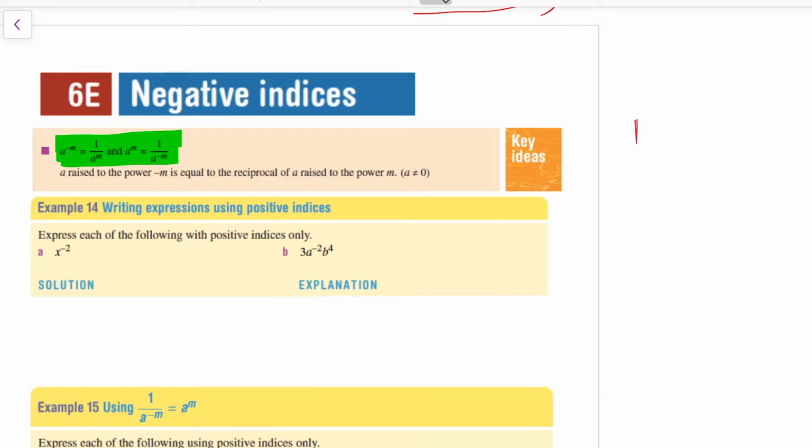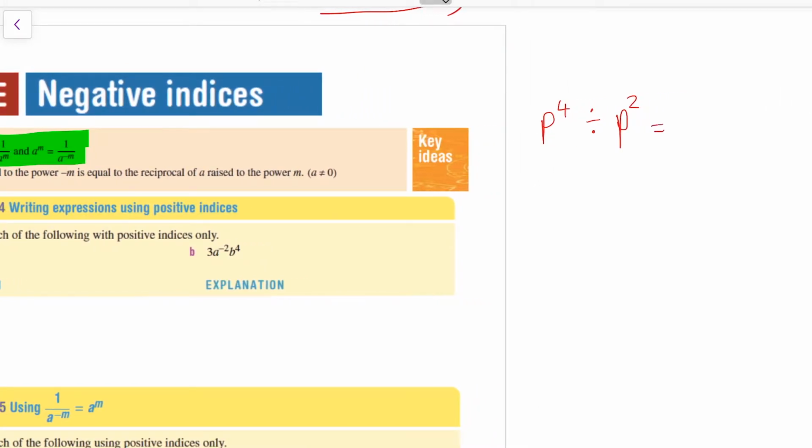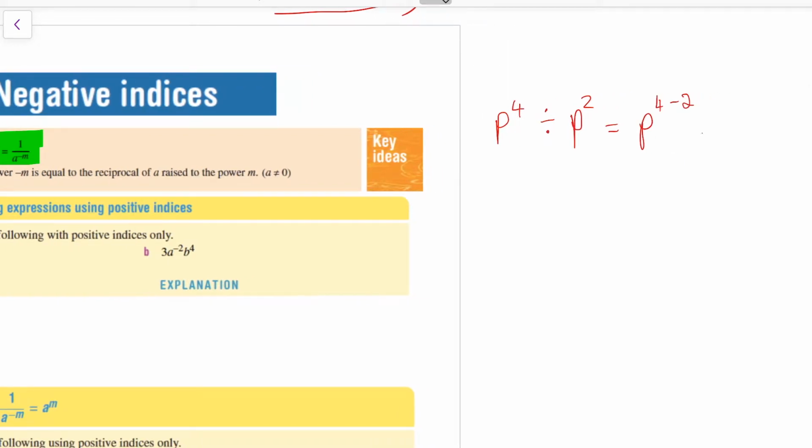So for example, you may have P4 divided by P2. Now index law number 2 would say that it would be 4 take 2, and you end up with P to the power of 2. However, this can be reversed. I now could say P2 is divided by P4. As you can see, it's now going to be 2 take 4 because the P2 is now mentioned first, which then ends up being P to the negative 2.